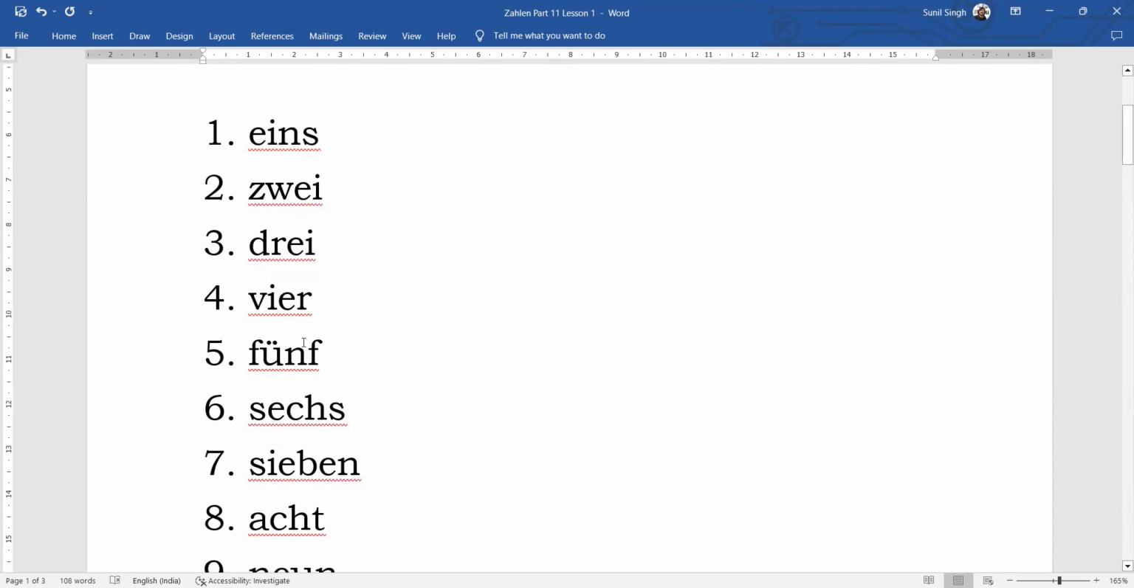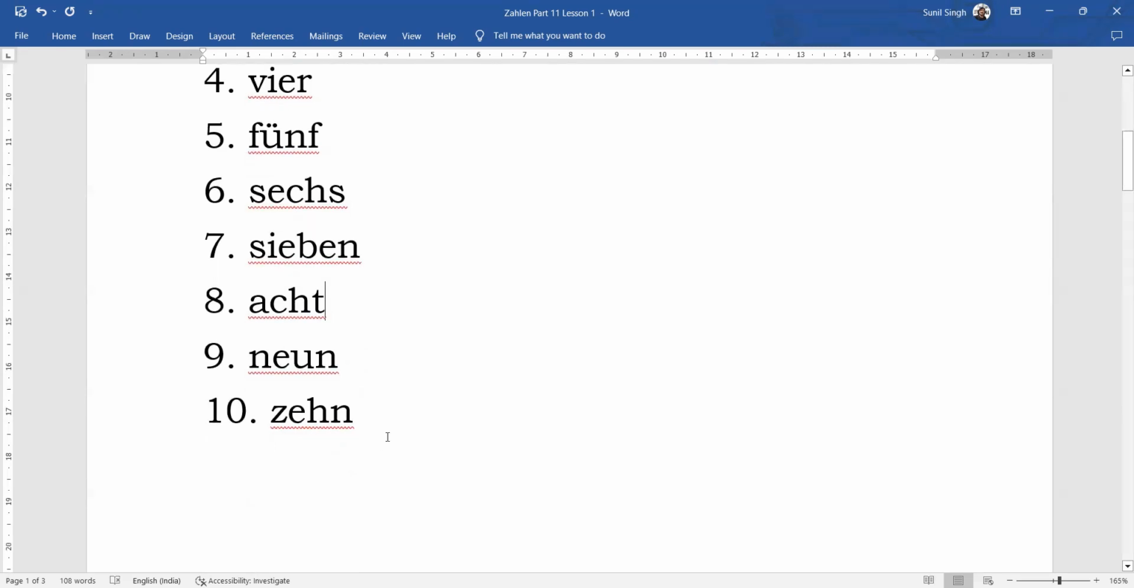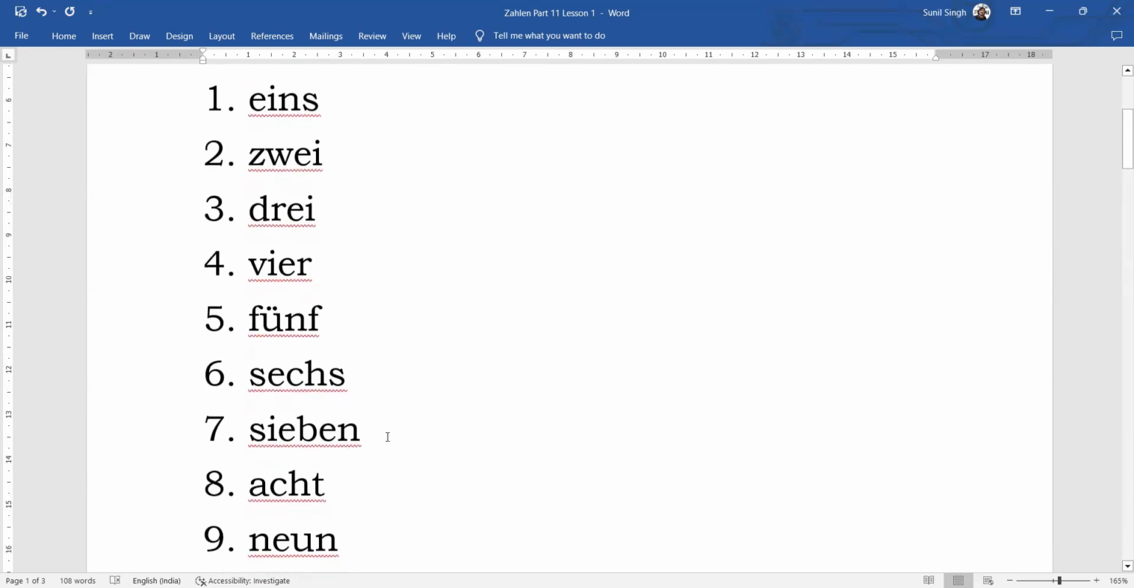One is called eins. So pay special attention to the spelling. Eins, zwei, drei, vier, fünf, sechs, sieben, acht, neun, zehn. We'll do it again with pronunciation hints.